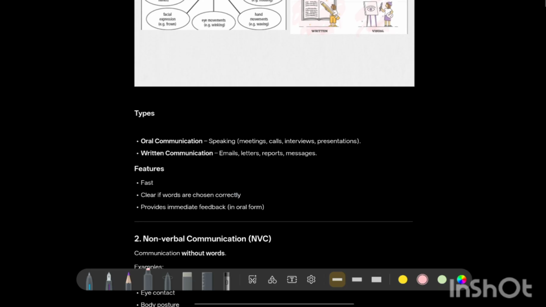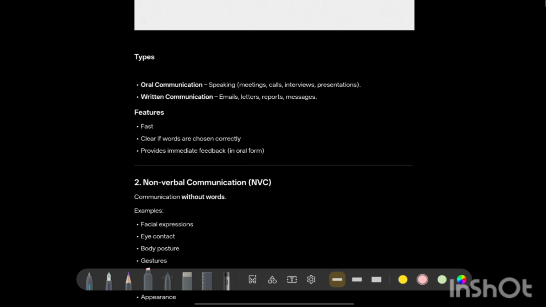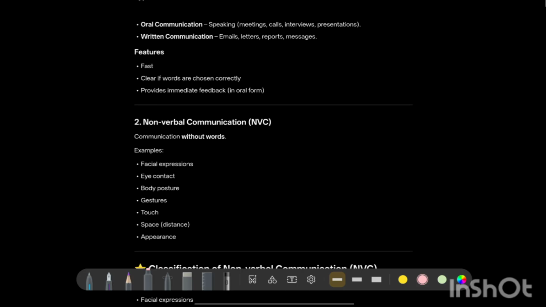There are two types of verbal communication: oral and written. Oral we can consider as speaking, meetings, calls, interviews and presentations. Written communication can be emails, reports, messages. And what are the features of them? They are very fast, they save your time, and they are clear if your words are chosen correctly. Oral communication gives you immediate feedback.